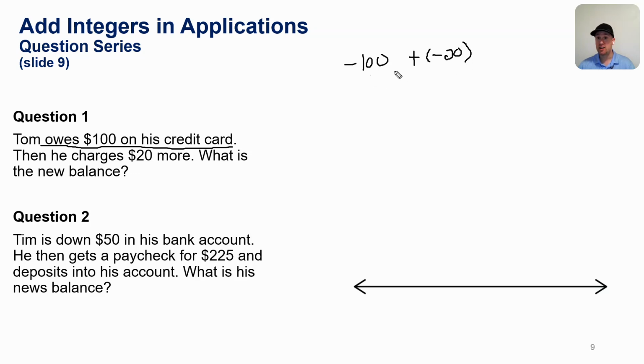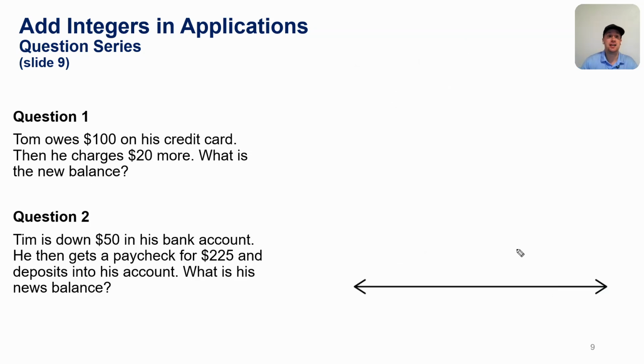So we are essentially doing negative 100 plus a negative 20, which means you are decreasing in value by $20. You're going more into the negatives. So if I add $20 more in debt, where I end up at is at negative 120. So that's question number 1.